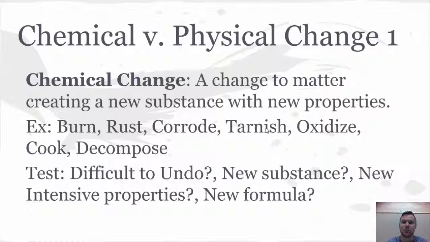Look for these words that are on the screen: burn, rust, corrode, tarnish, oxidize, cook, decompose. Those are common words that mean that a chemical change is going to occur. And then when you're testing for this, if you're presented with, is this change physical or chemical, ask yourself questions like this. Is this difficult to undo? Did a new substance form with new properties? Specifically look for new intensive properties. And then finally, could I write a new formula for whatever is created? Did the formula stay the same or did it change?